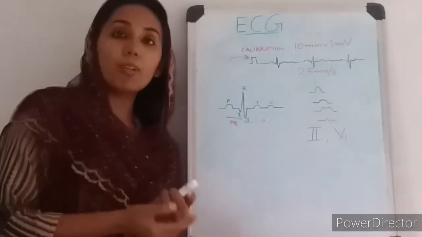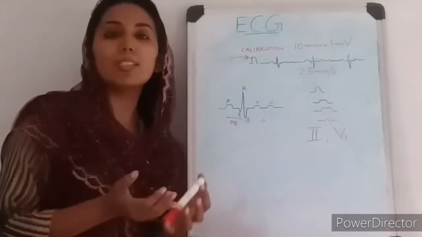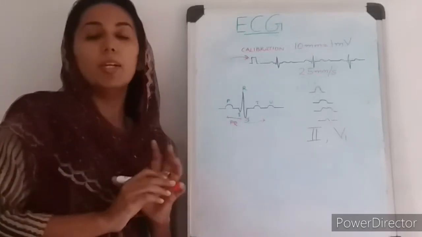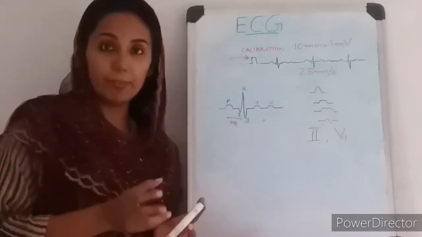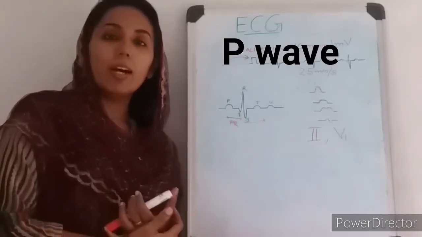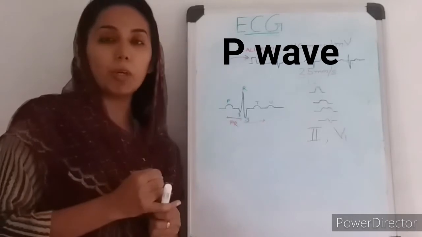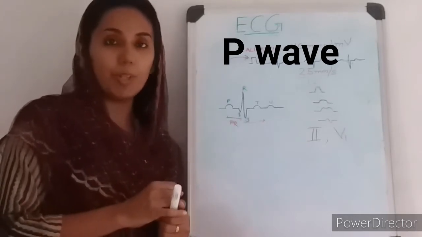Okay. But before that, what should we know? We should know what the normal ECG is in detail. So what is the normal ECG? We have some waves. So what is a P wave? We already discussed that the P wave is because of atrial depolarization.